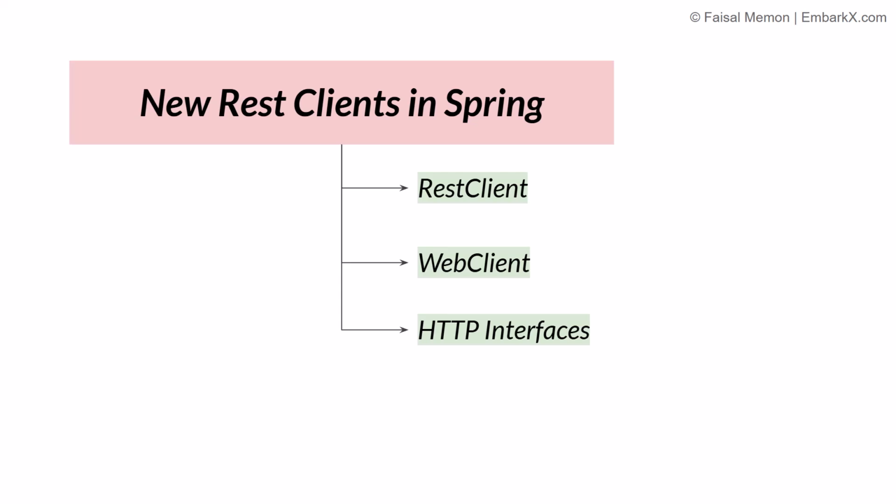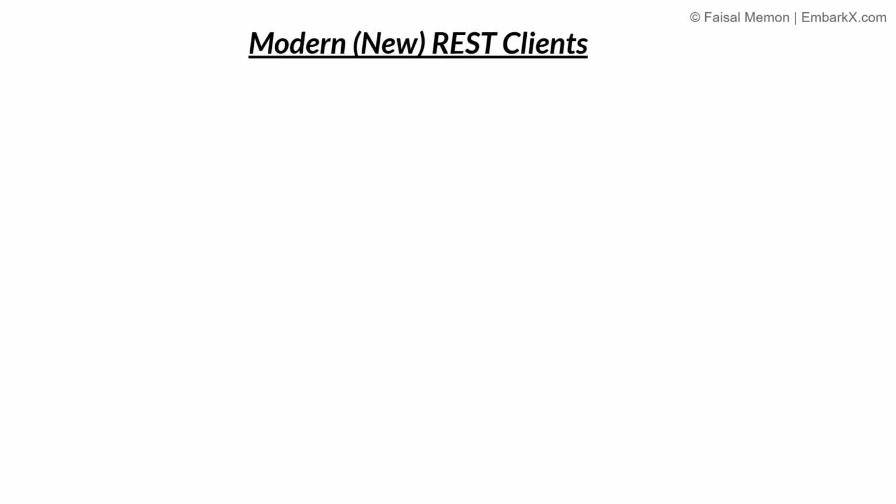Now, after this, what happened is there was an introduction of new REST clients in Spring, and there were 3 REST clients over here. So we spoke about RestTemplate, we spoke about OpenFeign. Okay, I showed you the example for both as well, and I showed you how things have evolved from RestTemplate, and then from RestTemplate to OpenFeign. Now let's talk about the new REST clients. So there are 3 things that we are going to talk about. One is the REST client, then I'll talk about the WebClient, and then we have the HTTP interfaces. Okay, so let us talk about each one of them.